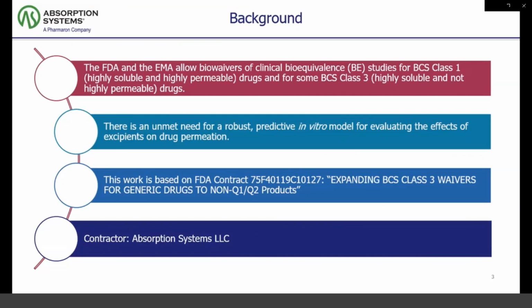So it should come as no surprise that the BCS biowaiver pathway has been vastly underutilized for drug products containing a Class 3 API. And this project is one approach to investigate the feasibility of expanding Class 3 biowaiver eligibility to include non-Q1, non-Q2 formulations. In addition, there's a need for a better in vitro model to evaluate the effects of excipients, and qualification of such a model was also part of this project.